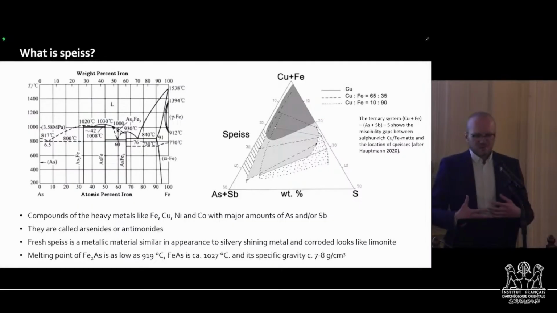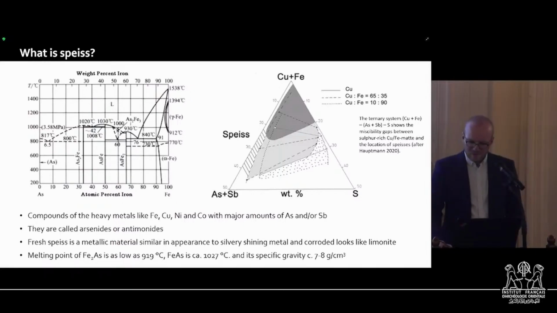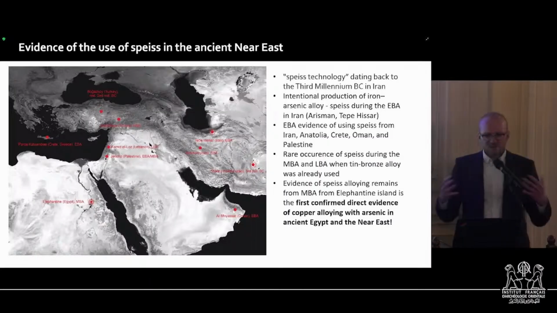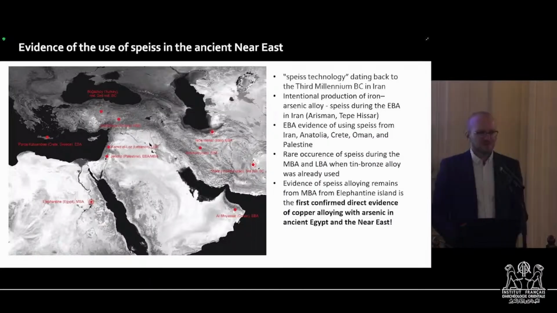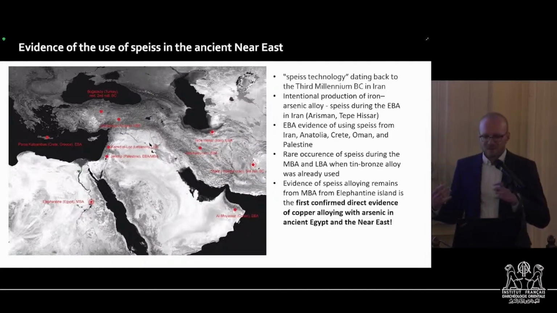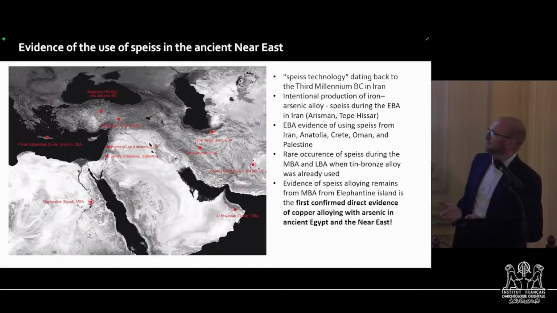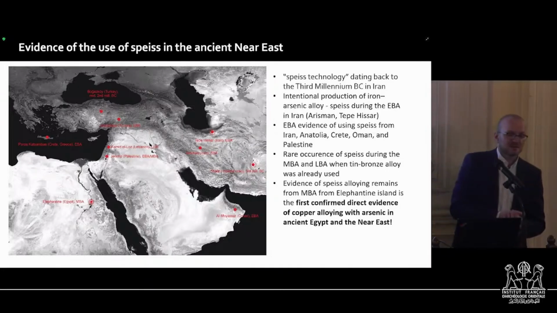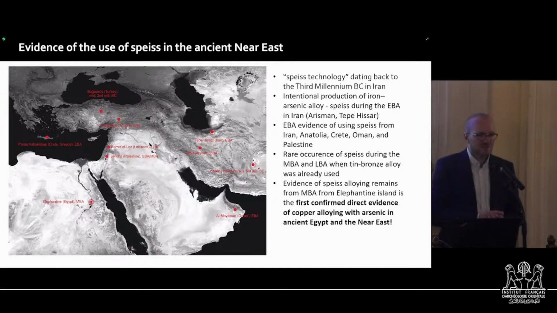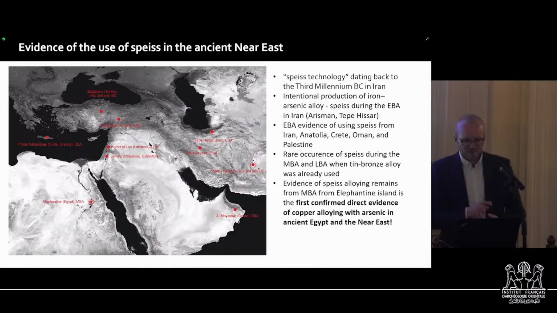And when they are fresh, they look nice and shiny. And when they are corroded, they look terrible. You basically can miss them because it does not look like anything important. And this is big because this is the first specimen of speiss that we were able to study in Egypt, on Elephantephantine Island. And the speiss technology is datable back to the 3rd millennium BC, and the best published contexts from the early Bronze Age are coming from Iran. And there are some small bits and pieces, for example, from Oman, also from the southern Levant.